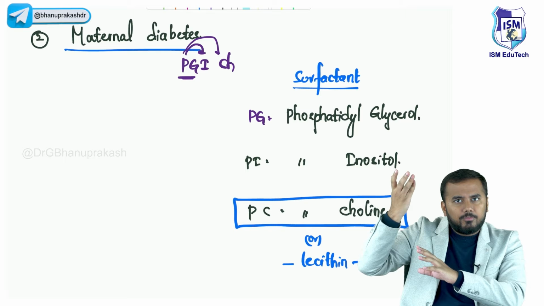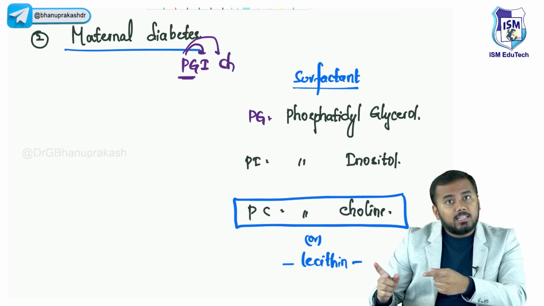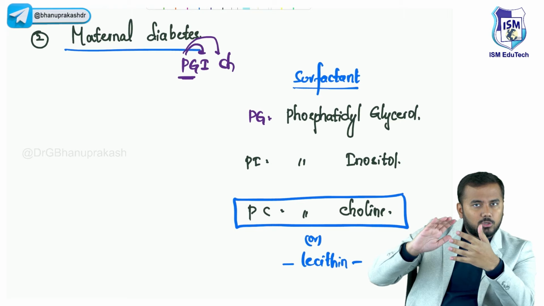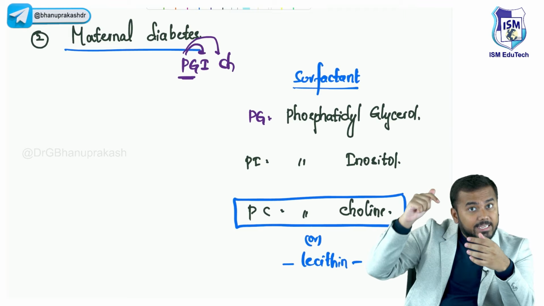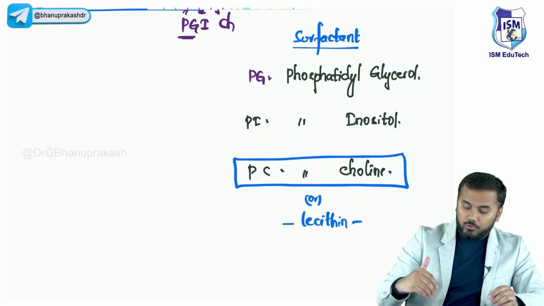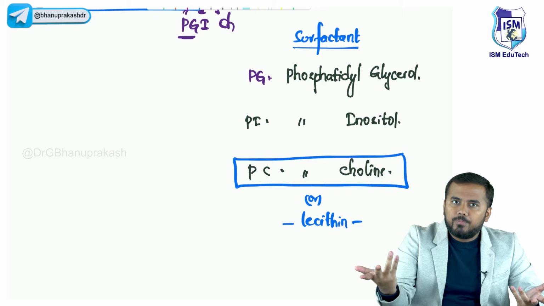Now, whenever there is increased glucose in the fetus, the fetal pancreas is normal. The pancreas keeps on releasing excess amounts of insulin. Obviously, all of you know, when glucose is there, insulin will be released. So right now, within the fetus, glucose levels are high, and because of that the insulin levels are also increased. This increased insulin will inhibit PC, PI and PG. It will inhibit phosphatidylglycerol, phosphatidylinositol and phosphatidylcholine. If these are inhibited, will surfactant be formed? Surfactant is not formed. And again, surfactant deficiency leads to respiratory distress syndrome, right?